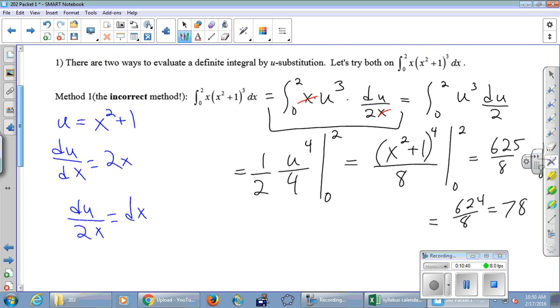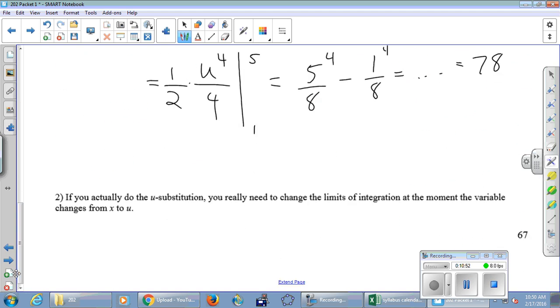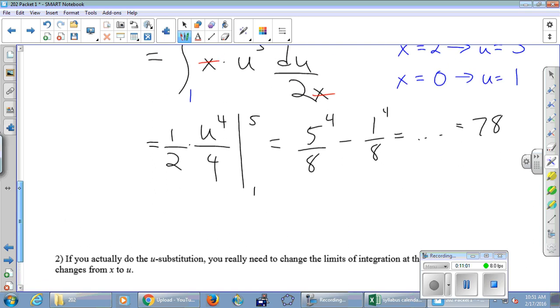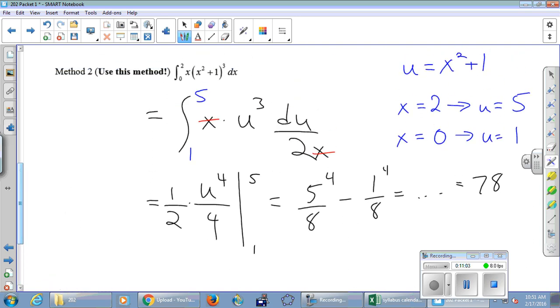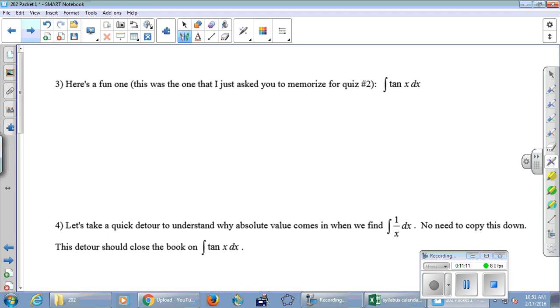It is. Yeah, this is not true, because if you just looked at that, you would plug in 0 and 2 for u. That's what it says to do. Right. So as soon as, I think it's just written down here, if you actually do the u substitution, you really need to change the limits of integration at the moment the variable changes from x to u. And that's what we did the second time. Still inside of the integral. As soon as we changed from x's to u, we got to change those limits. Okay, when we're ready, moving on to the next page.